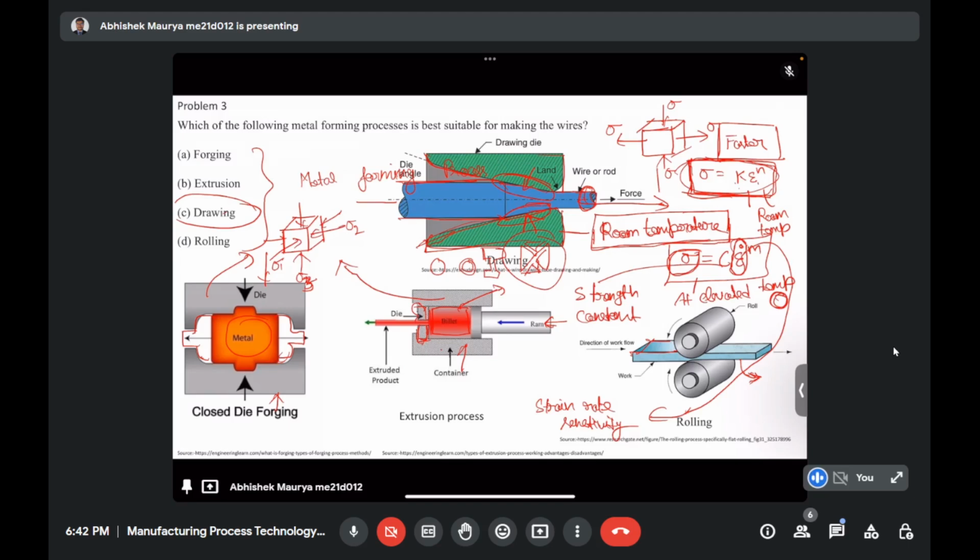Therefore the drawing process is done at room temperature, and it is the faster process that is suitable for wire drawing. So the correct answer is the drawing process. I have provided the answer to this problem, but still if any of you have doubt, please ask me, and if it is clear, you can write it in the chat box.